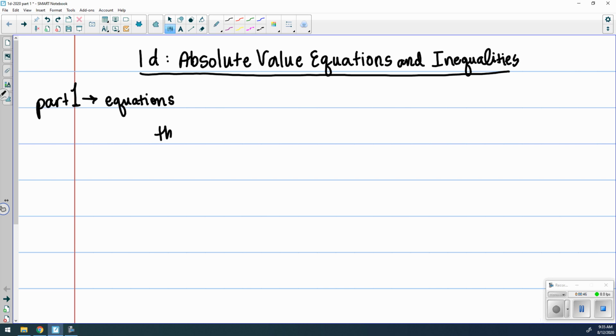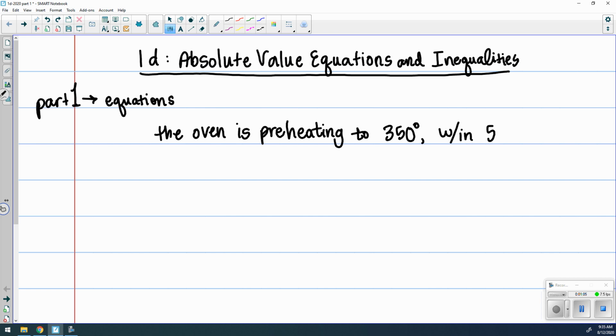All right, anyway, here's our real life example. The oven is preheating to 350 degrees, comma, within 5 degrees. All right, so what's going on here is the ovens are regulated to come to a certain temperature, but if they stay within a couple of degrees of that actual temperature, they'll probably still read 350 and your oven will ding, preheat, ready to go.